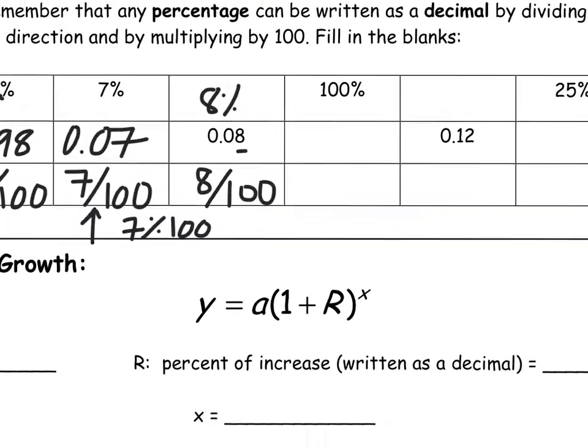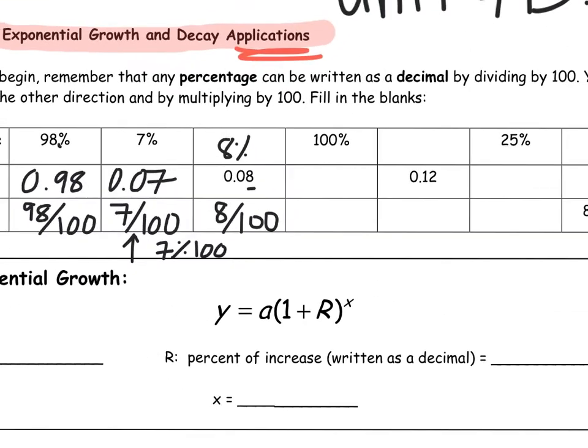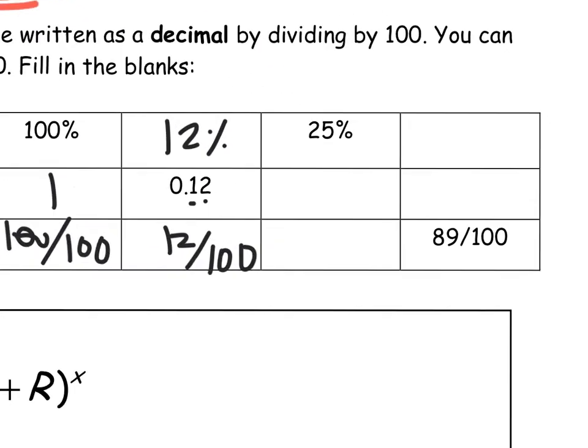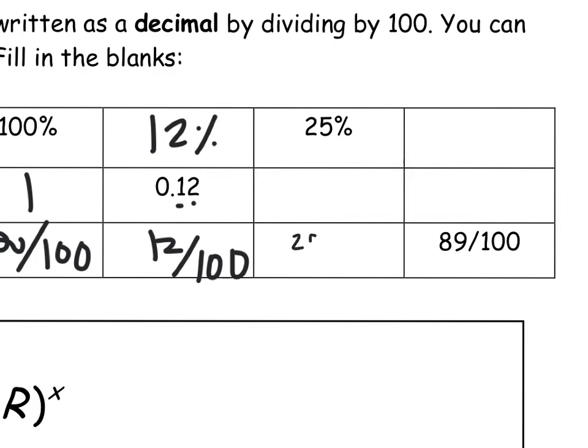Alright, let's do 100 next. If you get 100% in an exam, you better be very happy. That means you get 100 out of 100 points correct. And that, as a decimal, 100 divided by 100 is just 1. Alright, 0.12. This is, again, 2 decimal places. That means it's in the 100th place, 12 over 100. And that means 12%. Alright, a couple more here, 25%. We know that means 25 over 100, and that's 0.25. And lastly, 89 of 100 is 89%.